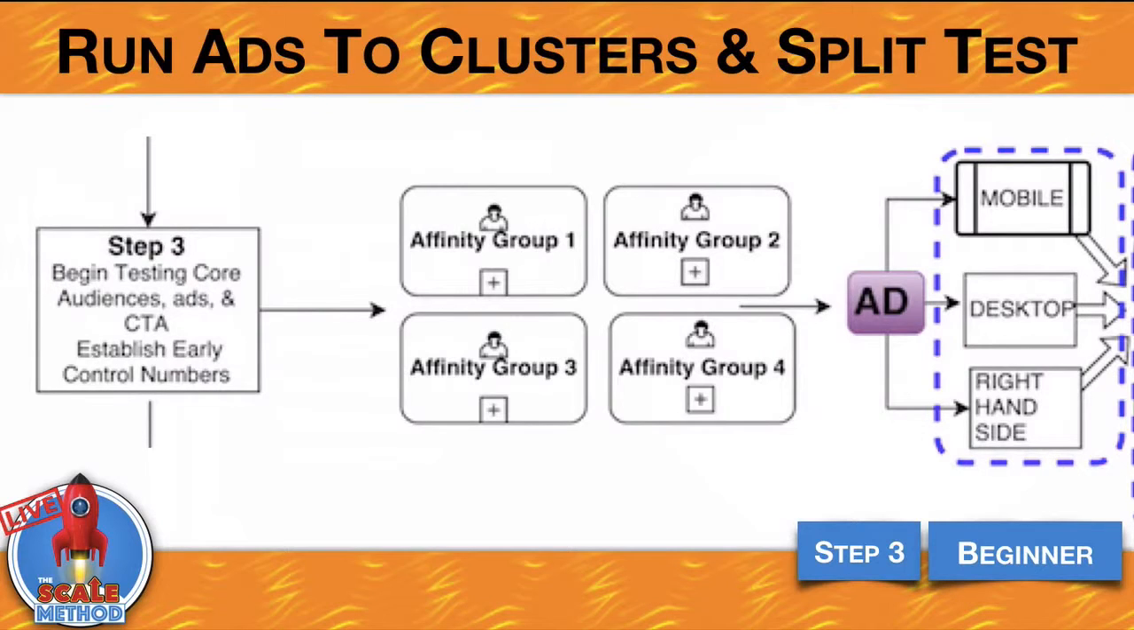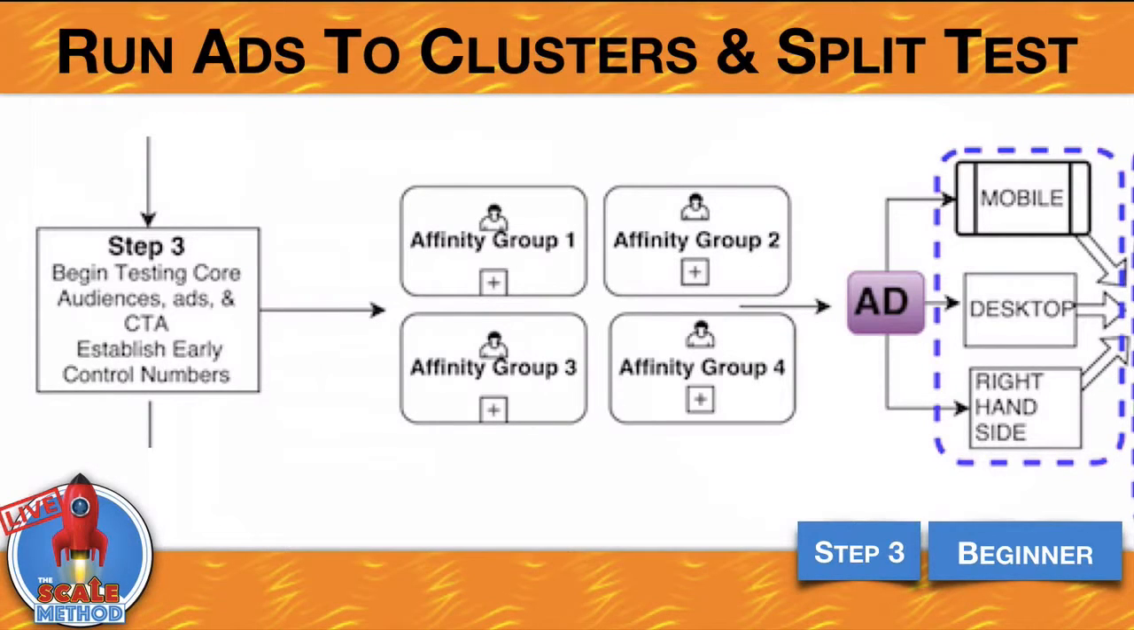See, what happens from the affinity marketing, once you have your 4 distinct groups, you want to begin by testing your core audience and your affinity audiences, and you want to test what CTA, your call to action, works. Establish early control numbers. So what's going to happen is we're going to test 4 different groups, and we're going to run an ad. And you see that blue line that's around mobile, desktop, and right-hand side? That blue means we're going to run an ad just for content.